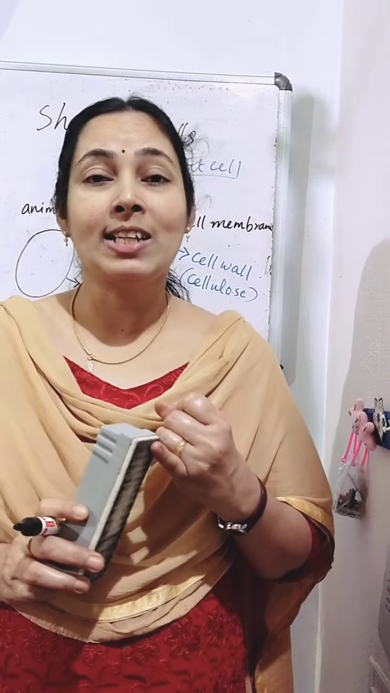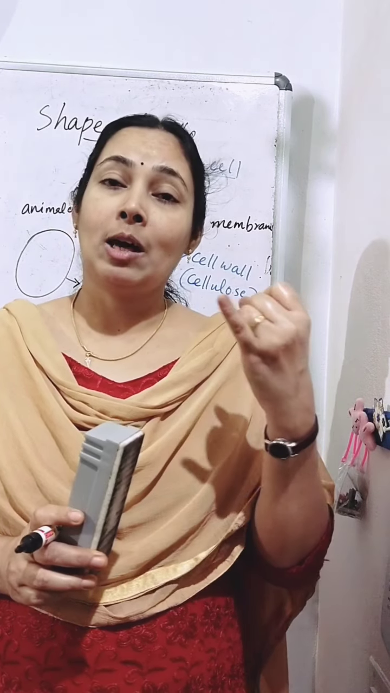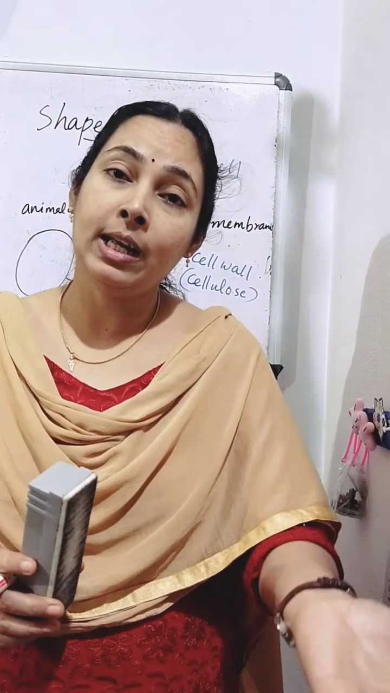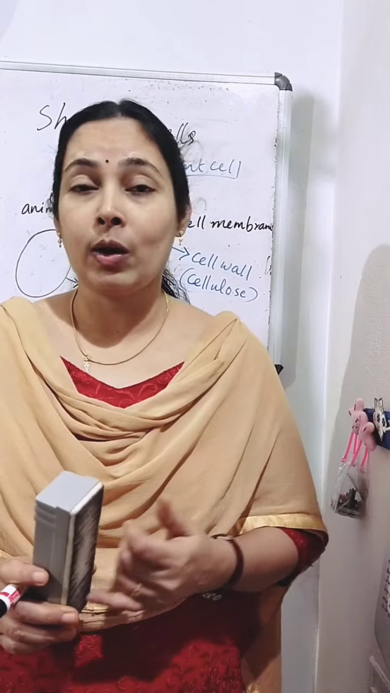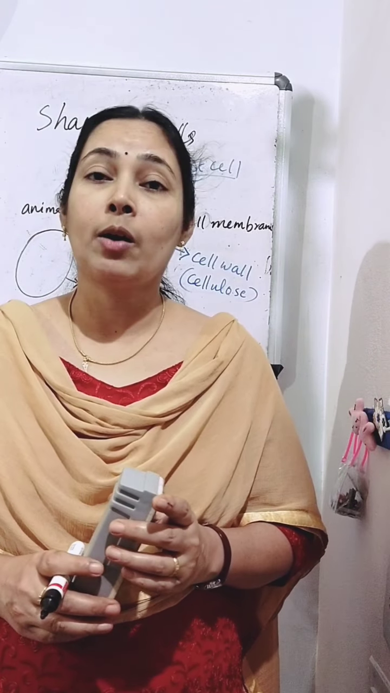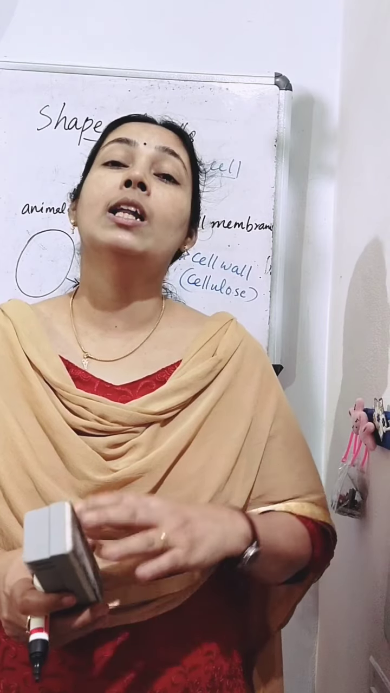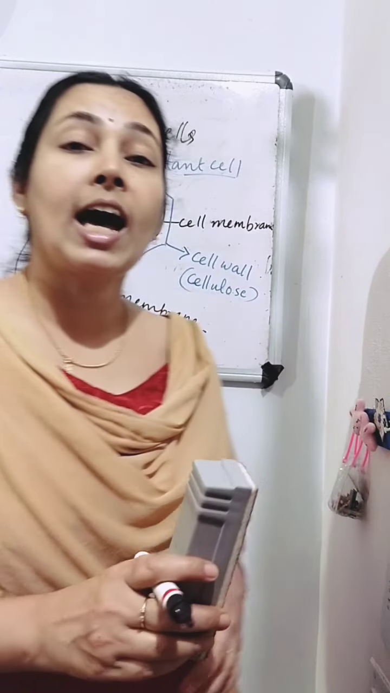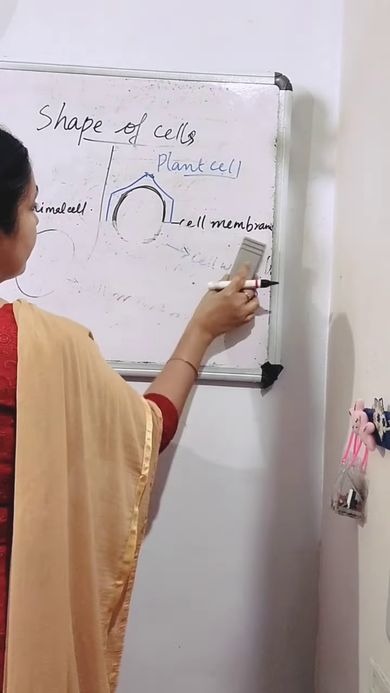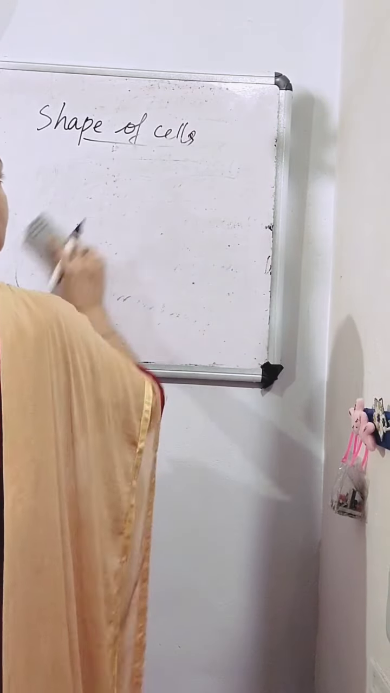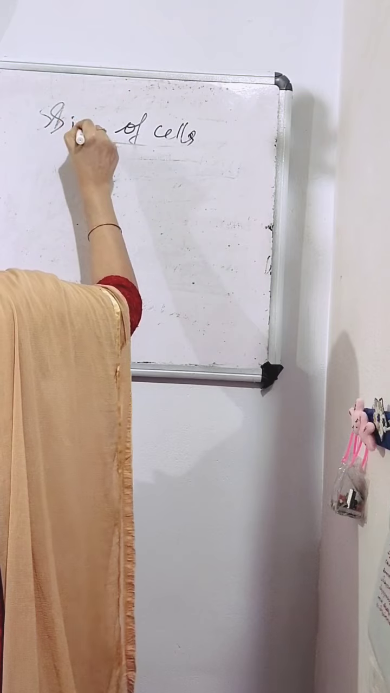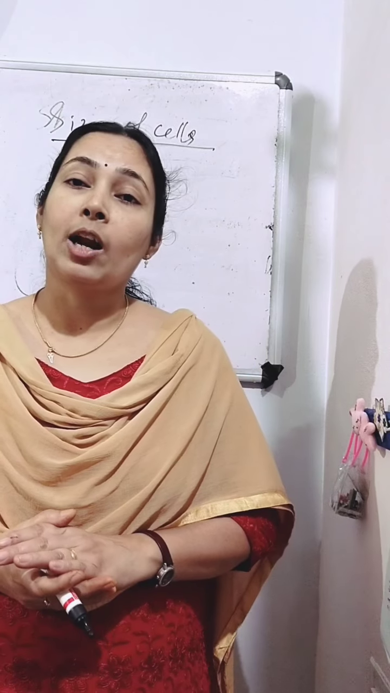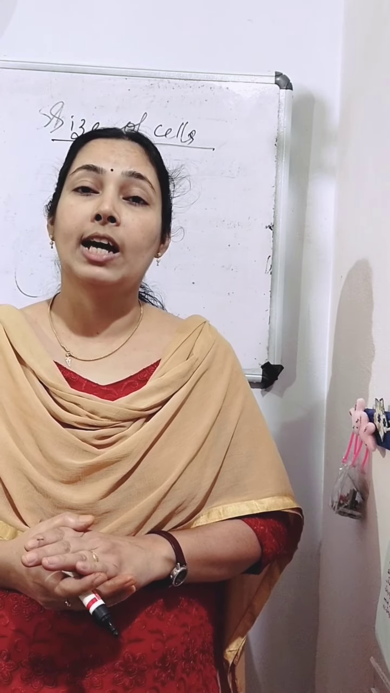We saw that the number of cells in different organisms is different. In some organisms it may be one, in some it may be 1,000, in some it may be millions, in some it may be trillions. Then we saw that the shape of cells is also different, based on their function. Next we can discuss the size of cells. So what about the size of cells? The size of cells is also different. Different cells have different sizes.